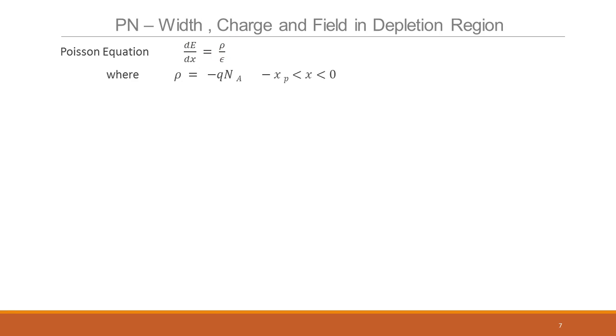Okay. So in the depletion region, since we said the depletion region extends to xp in the negative side, minus xp less than x which is less than 0, the density of charges in the depletion region is minus q times Na.